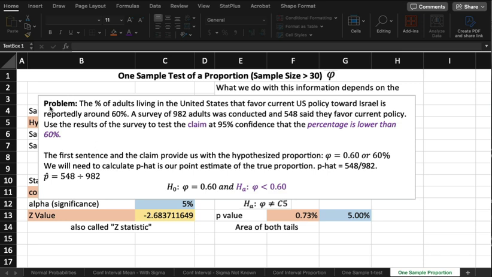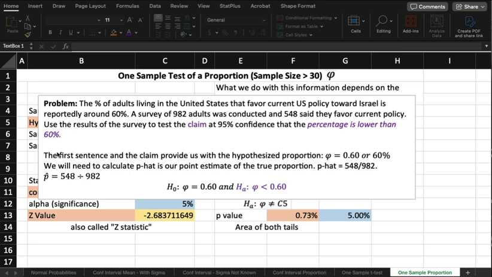So the problem is stated as such. The percent of adults living in the United States that favor current U.S. policy toward Israel is reportedly around 60%. A survey of 982 adults was conducted, and 548 said that they favor current policy. Use the results of the survey to test the claim at 95% confidence that the actual percentage is lower than 60%.